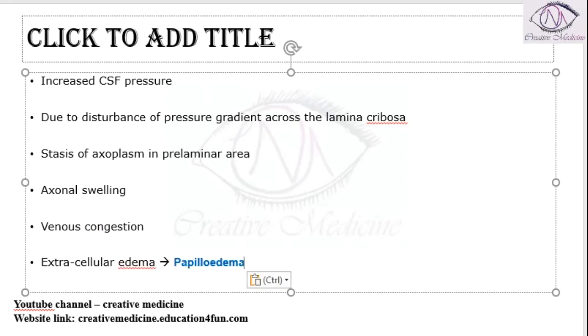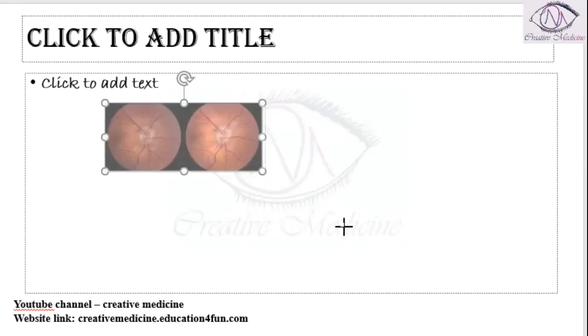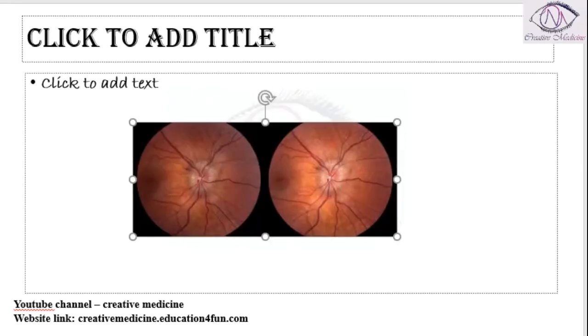So here, this papilledema mainly develops due to increased intracranial pressure. This is the picture of papilledema, where edema and swelling of the optic disc is visualized clearly.